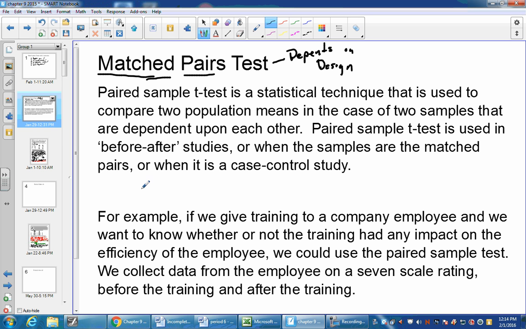Now here's an example, just a quick one. If we give a training to a company employee, we don't know whether or not the training had an impact on the efficiency of the employee, we could use a paired sample test. We collect the data from the employee on a 7-point scale, a 7-scale rating, before the training and then after the training. And then once you do that, you want to subtract those differences to see if there's any improvements.